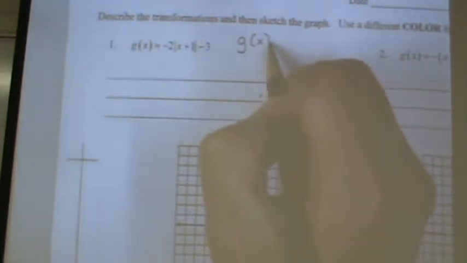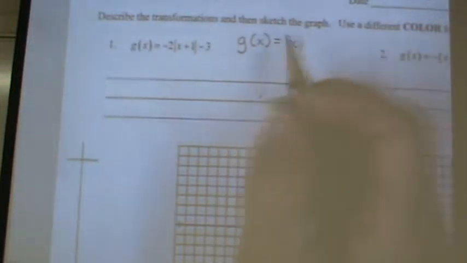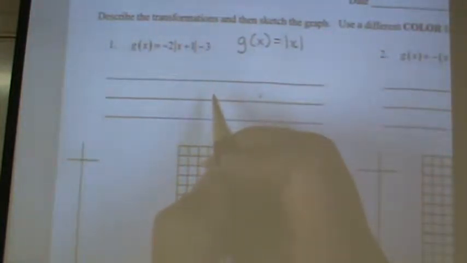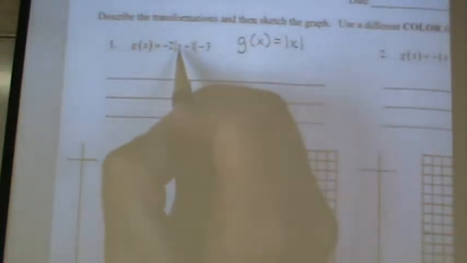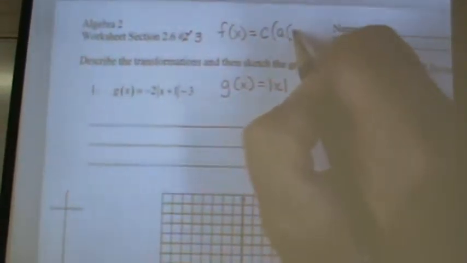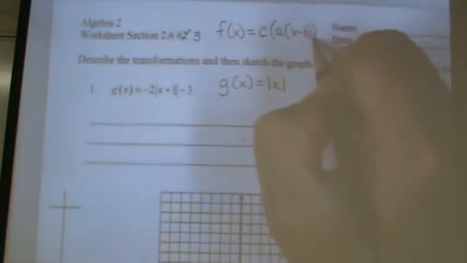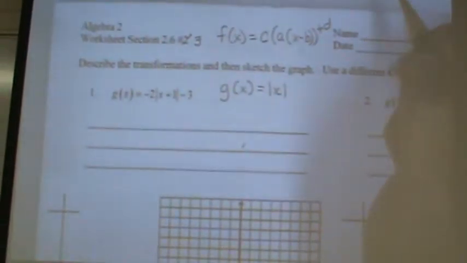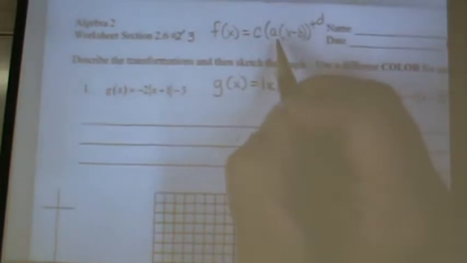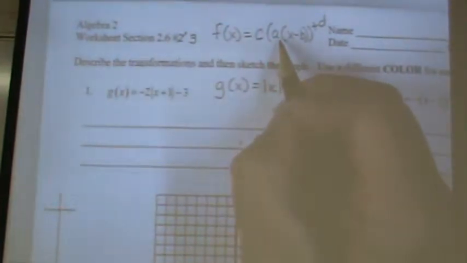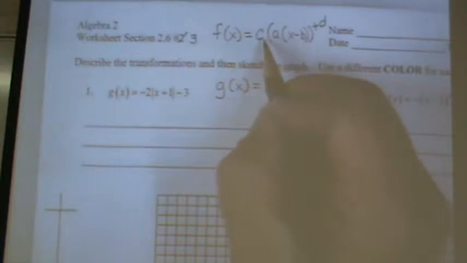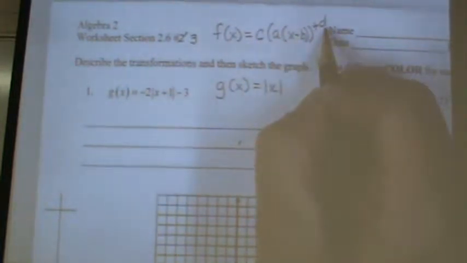Absolute. It's the absolute value of x. So what are the transformations? I want to start with, is there a letter A? Remember the A value? It goes f of x equals c parenthesis a parenthesis x minus b parenthesis plus d. There is no A value on any of these problems today, but there is a B and possibly a C and possibly a D value.